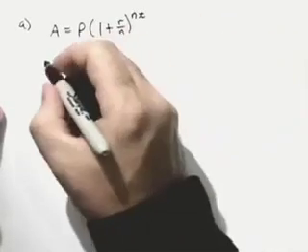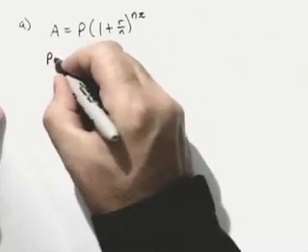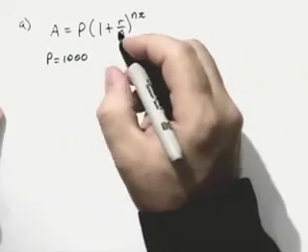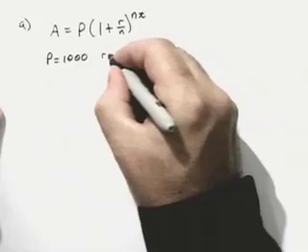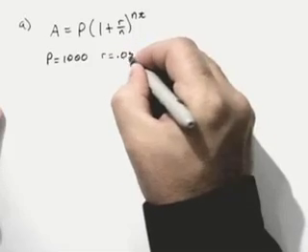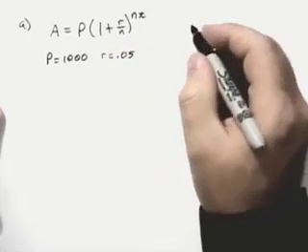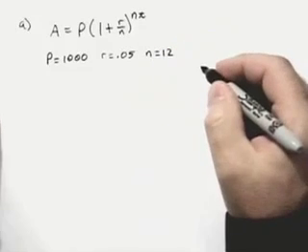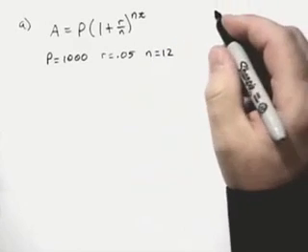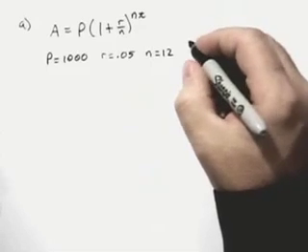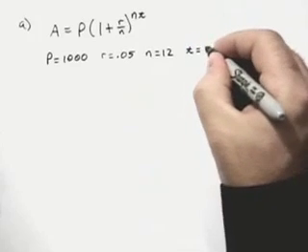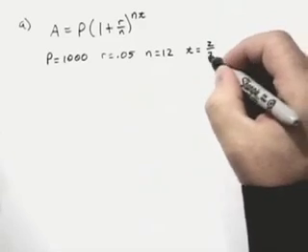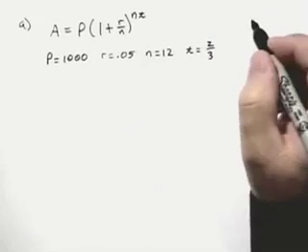So in Part A, we were investing $1,000, so P is equal to 1,000. We were told that the interest rate was 5%, so R is 0.05. We're compounding monthly, that's 12 times per year, so N is equal to 12. And we want to determine how much we have after 8 months. Now in this case, T is going to equal 2/3, because 8 months is 2/3 of a year.